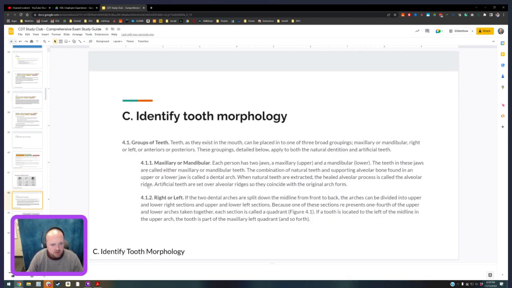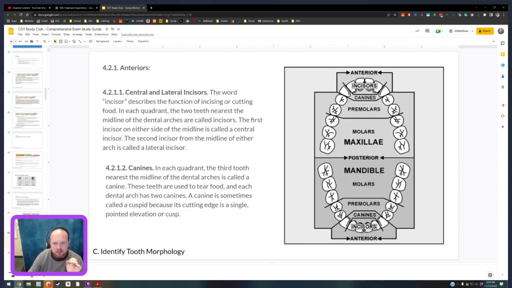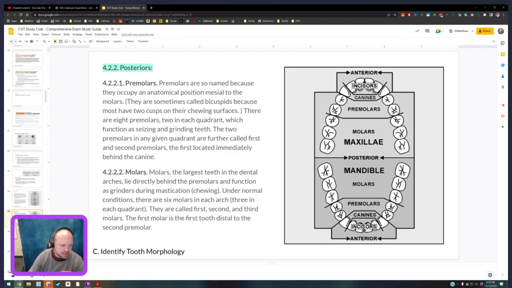Then we get into identify tooth morphology. So we've spent a lot of time here over the last 2 weeks learning about the difference between anterior and posterior teeth, learning about the line angles, learning about cusp angles, learning about the labels of the different teeth, but that's not so important.